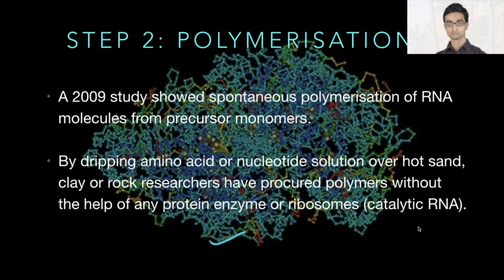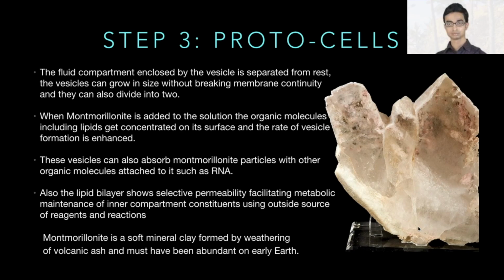The third condition of protocells can be assessed in vesicles that form spontaneously when lipids are added to water. They arrange themselves in a bilayer similar to the plasma membrane. The fluid compartment enclosed by the vesicle is separated from the rest. The vesicles can grow in size without breaking membrane continuity, and they can also divide into two.